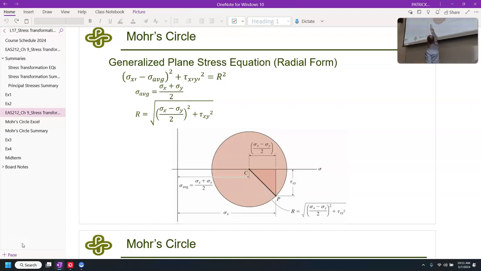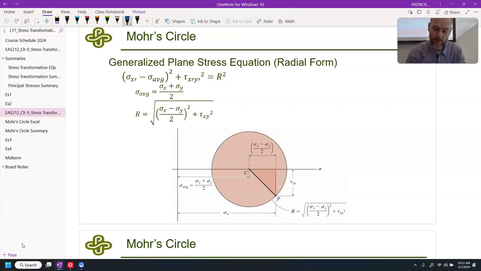So you can quickly compute the average, calculate the radius, and from the radius you can instantly determine the three values that you really are interested in. This rightmost value right here is your sigma 1, your principal normal stress, your largest normal stress.